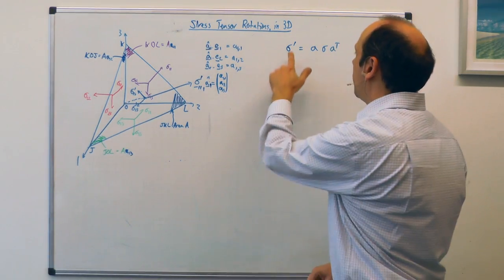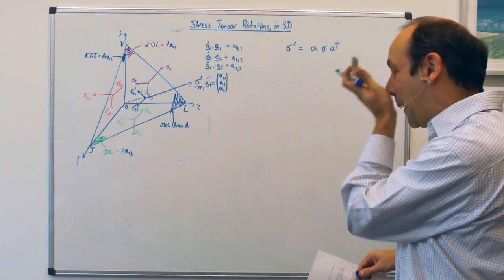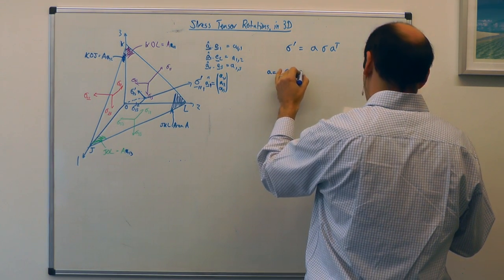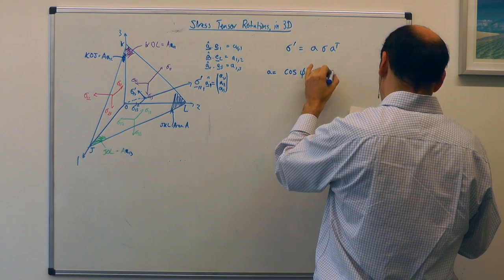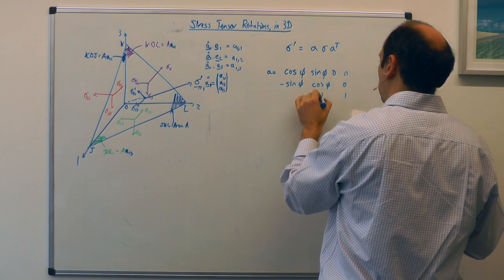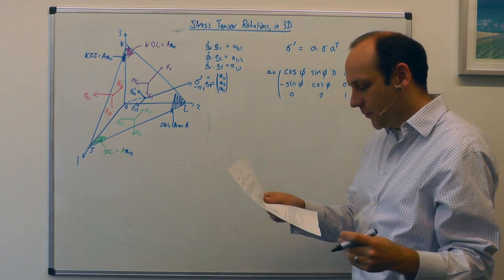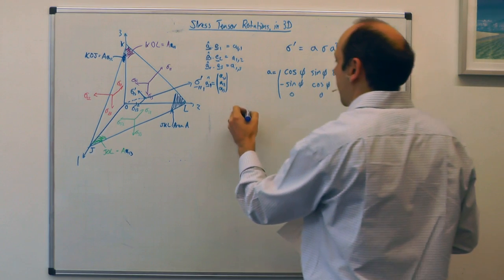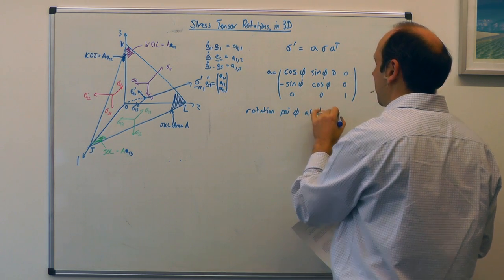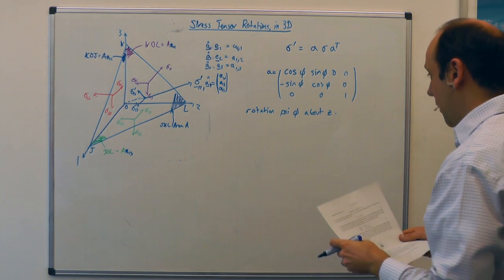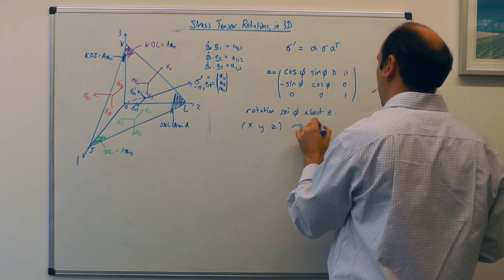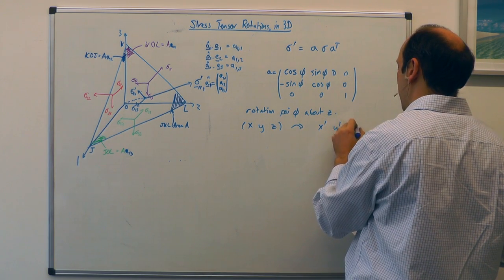So we said that our general rotation we could describe by a rotation tensor. So if we had a rotation tensor of the following form, then we'd have a rotation of psi about the z-axis. And that would rotate me from a frame x, y, z to a new frame. We'd only be changing x and y: x prime, y prime, z.